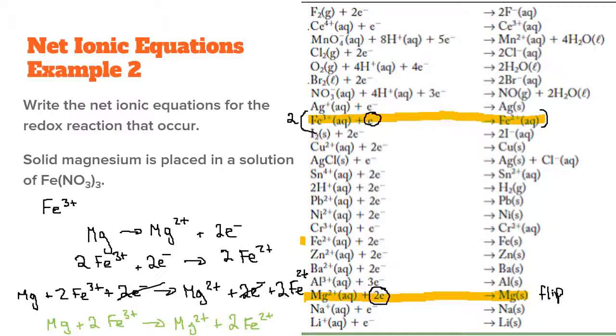Now to double check everything, we should have equal charges and equal numbers of atoms on both sides. So we have 1 magnesium atom on the left, 1 magnesium on the right. That's good. We have 2 irons on the left, 2 irons on the right. And in terms of charges, on the left-hand side, 2 times 3 gives us positive 6. Here we have 2 plus 2 times 2 is another 4. 2 plus 4 is 6. So we have 6 plus on the right-hand side. Charges are balanced as they should be.